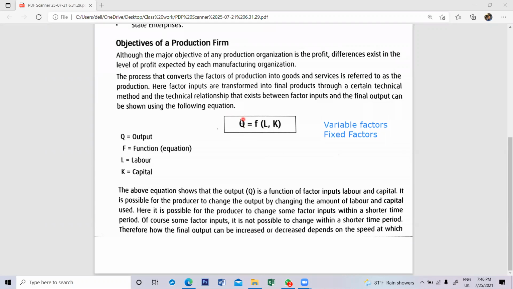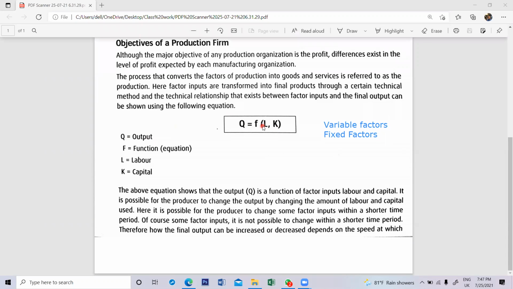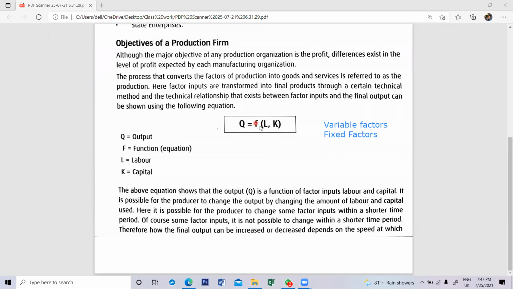Quantity, simply Q, in other words output. It is a function. That's what F represents here. Quantity depends upon labor and capital. So labor and capital are variable and fixed factors respectively.